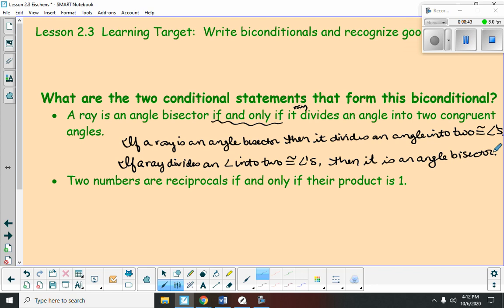So this is the A part and the B part. Here we went if A, then B. Here we went if B, then A. So that's how we do that.